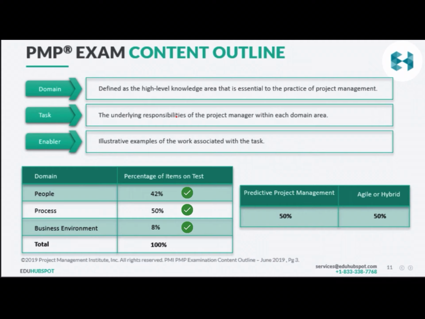Initially, it was all about the predictive world, the predictive waterfall model. Now, you will get 50% of questions from Agile and 50% from predictive project management. So let's see, what do we have? We have domain, tasks, and enabler.